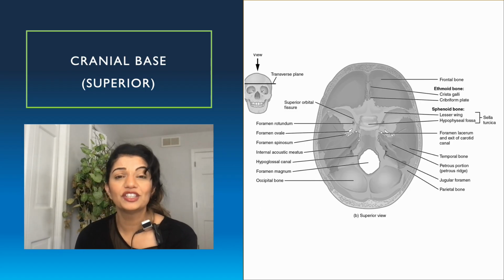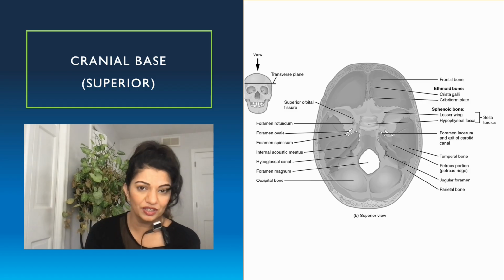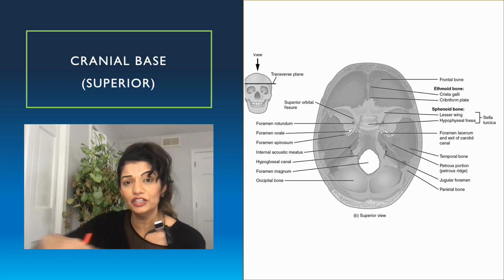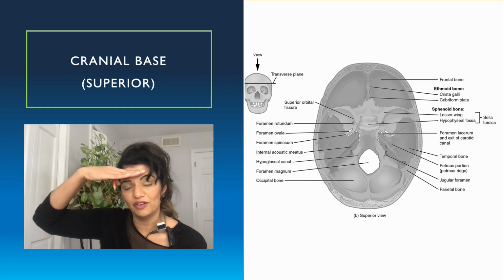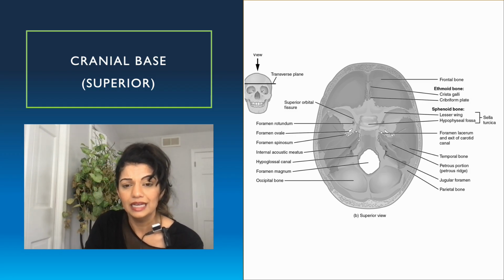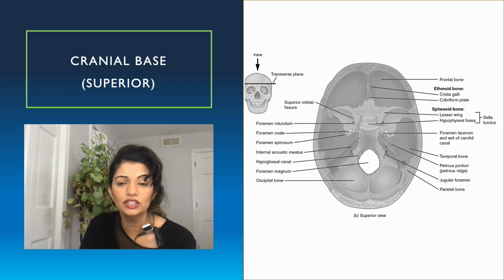Moseying on to the structures of the fossae, right? We've talked about the fossae. Well, what structures are in there? That's what we're going to talk about. So again, to orient you, you're doing a transverse section of your skull, pulling off the skull cap and then peeking inside. So orient yourself here to the frontal bone, which is very easy to identify.